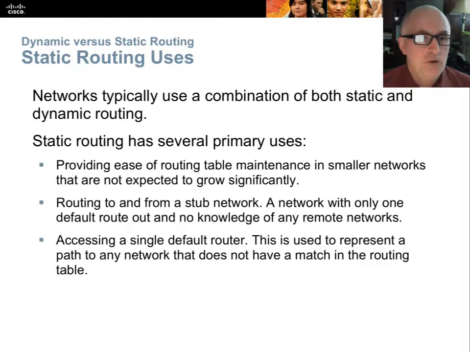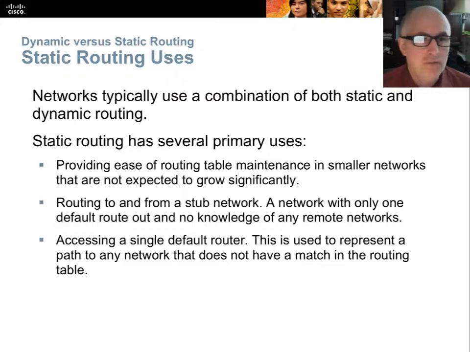So generally, we don't use static routing on our network as our primary routing, but we often see both static and dynamic routing used together on a modern network. One place we would use static routes is when we are doing route summarization. We often will manually summarize a routing table. We also often provide routing to stub networks using static routes. A stub network has only one way in and one way out, so there's no best path determination. That's an only path, and so a static route might be very appropriate there.